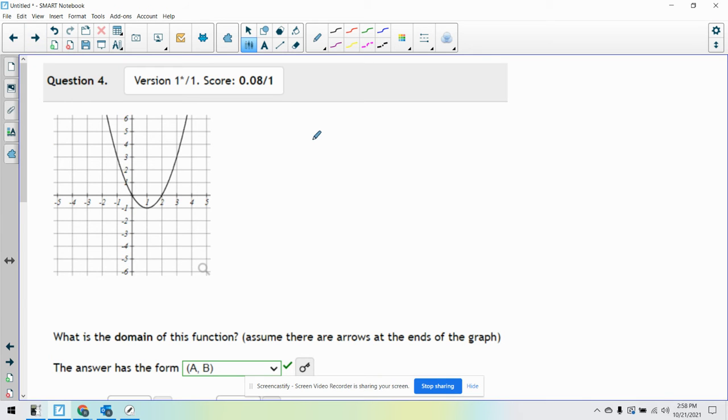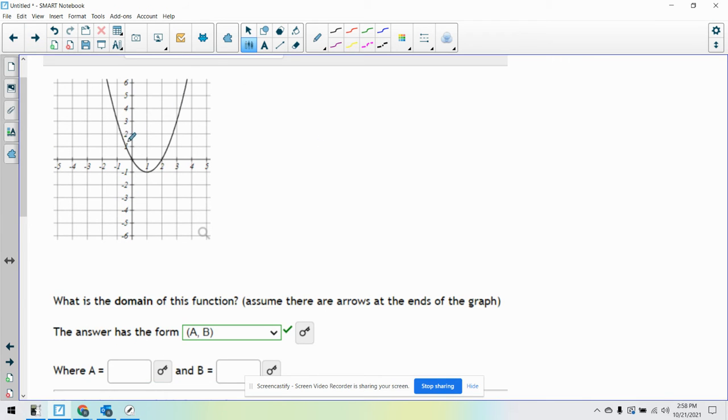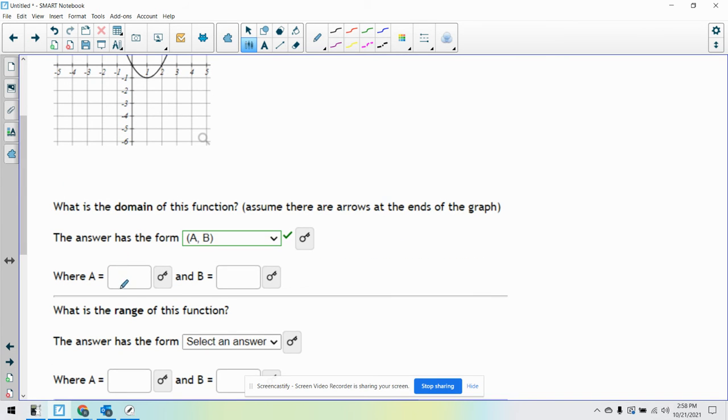All right. The second one you sent me says, what is the domain of this function? It's not written here, but there should be arrows on the ends here. So our function is going forever to the left and forever to the right. So it's going forever to the left. That's going to be negative infinity. To input infinity, you're just going to do double 0 like that, double lowercase o. And this will be positive infinity.